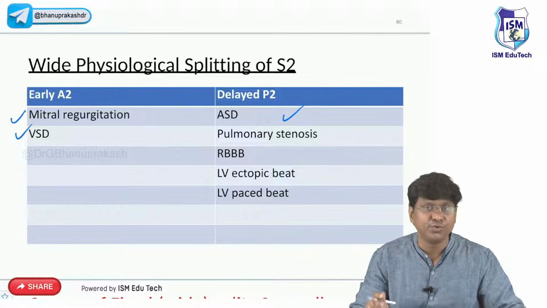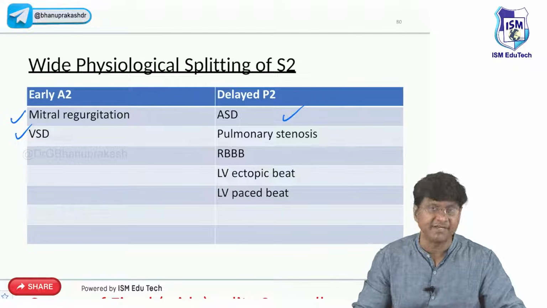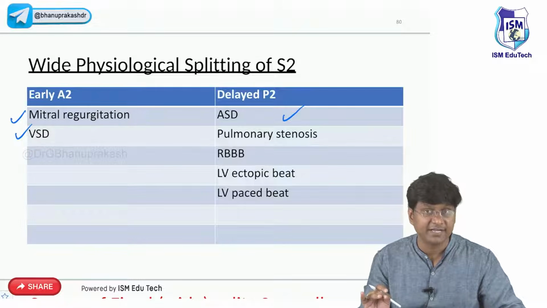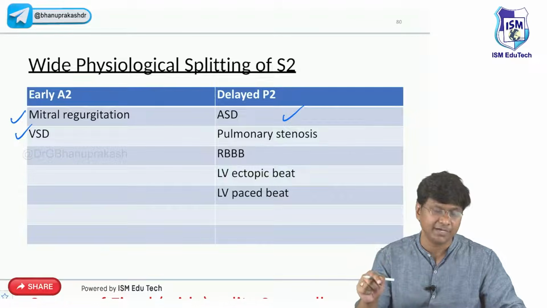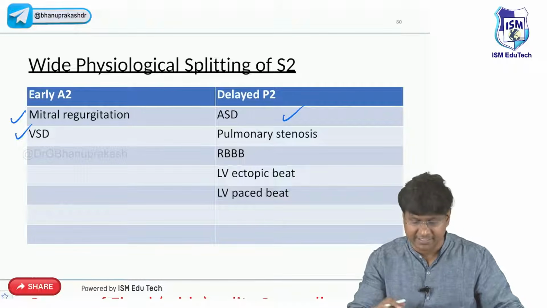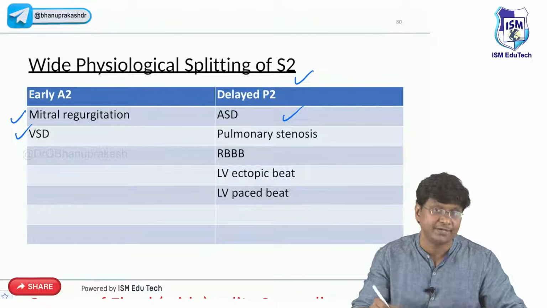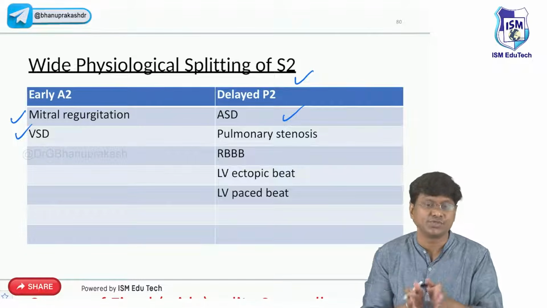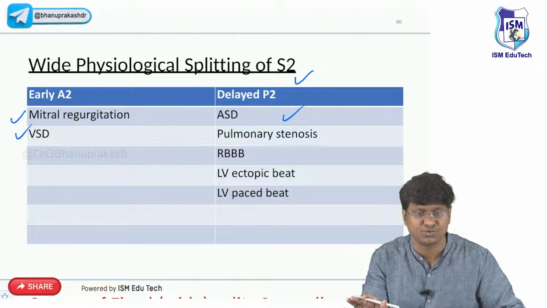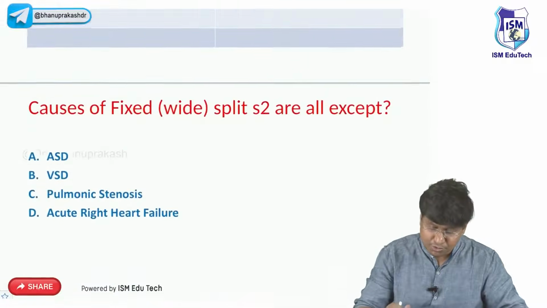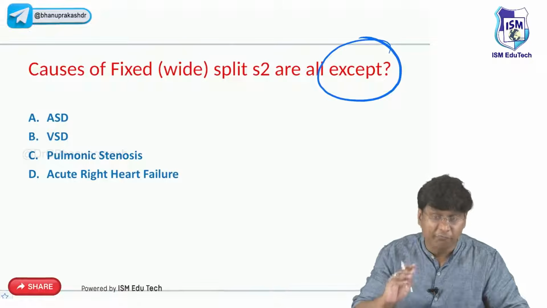And delayed P2 you can have in ASD, atrial septal defect, pulmonary stenosis, right bundle branch block, then left ventricular ectopic beat and left ventricular paced beat. So these are all the conditions where you will have delayed P2. So overall, in all these conditions, you will have wide split S2, right? Wide split S2. Now you should know the conditions where you will have wide fixed split.